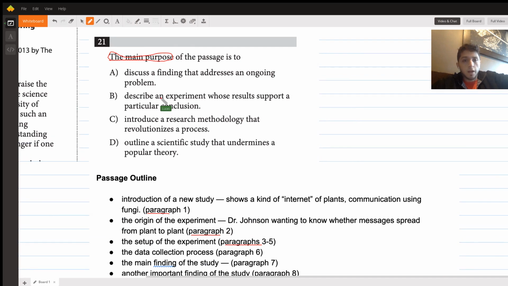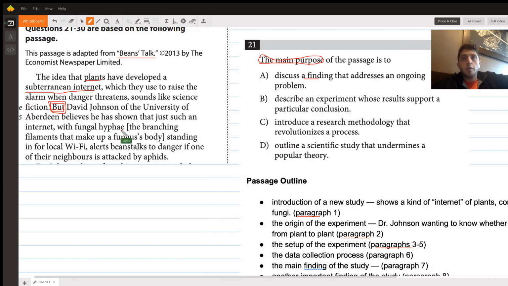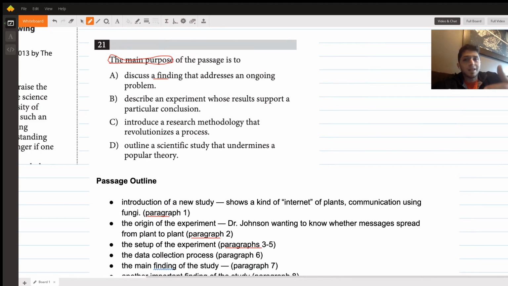So let's go through our answer choices. A says, discuss a finding that addresses an ongoing problem. We have a finding certainly, but the part about addressing an ongoing problem is what makes this answer choice wrong, because no ongoing problem is mentioned. We would expect to see an ongoing problem mentioned in the first paragraph, introduced by saying there's this big problem about communication through plants, and now we understand why. If it's going to mention an ongoing problem, that's not going to be hidden in the passage where you missed it. It's going to be pretty blatant, usually in the intro. Because we don't see it, we can get rid of A.